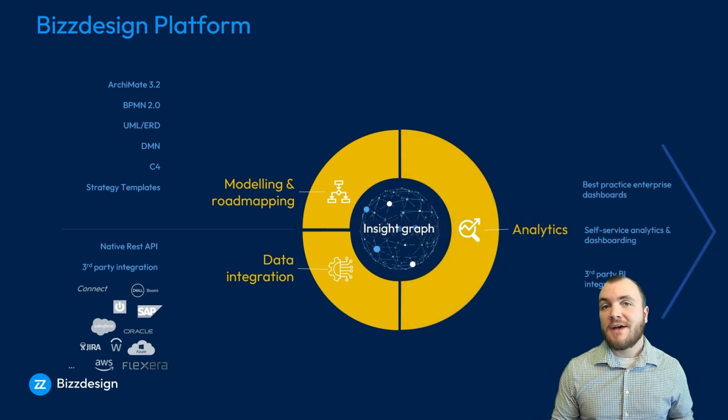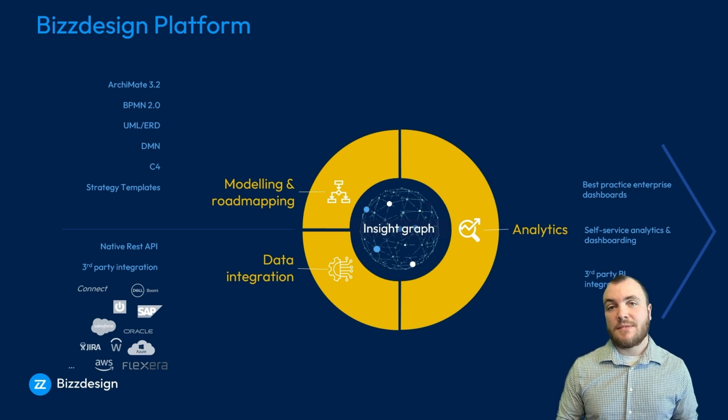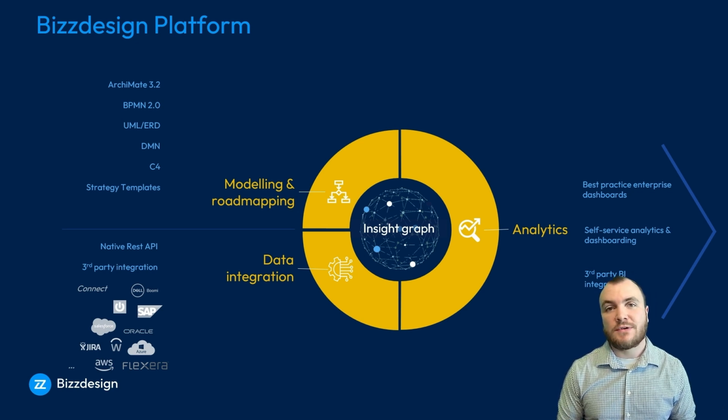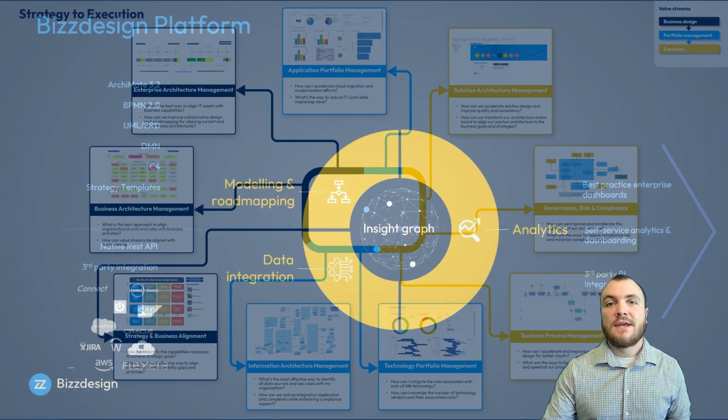Once we have a good capture of what our current state looks like, or even some future state scenarios, we can actually start to aggregate that data and roll it up into stakeholder-friendly dashboards. We can also do some on-the-fly visualization generation, where we can generate a heat map based on the data in our repository, or a pie chart, or a donut chart, or even a bar chart, right? We can generate those types of things on the fly within Bizzdesign.